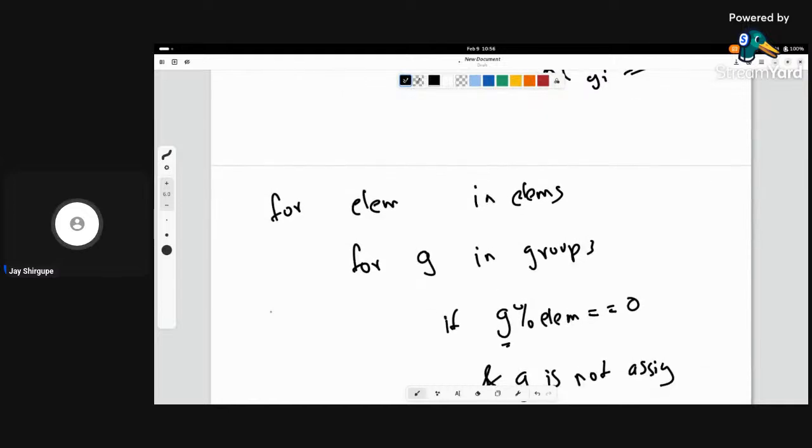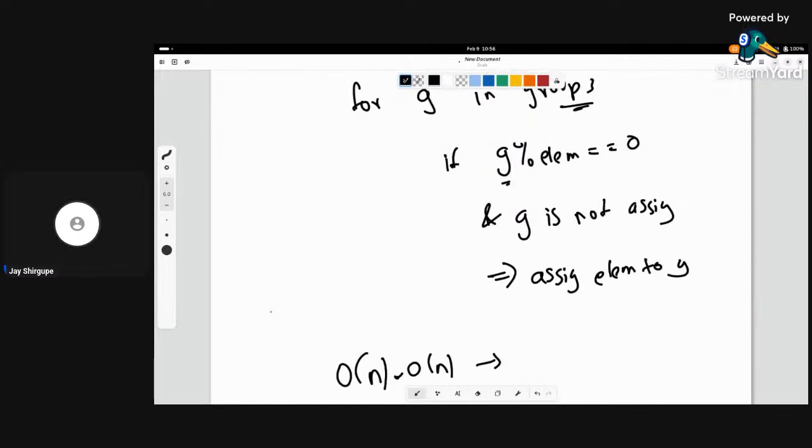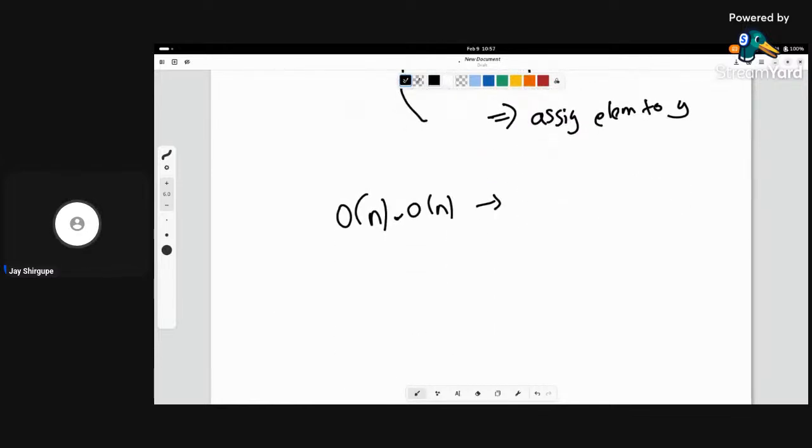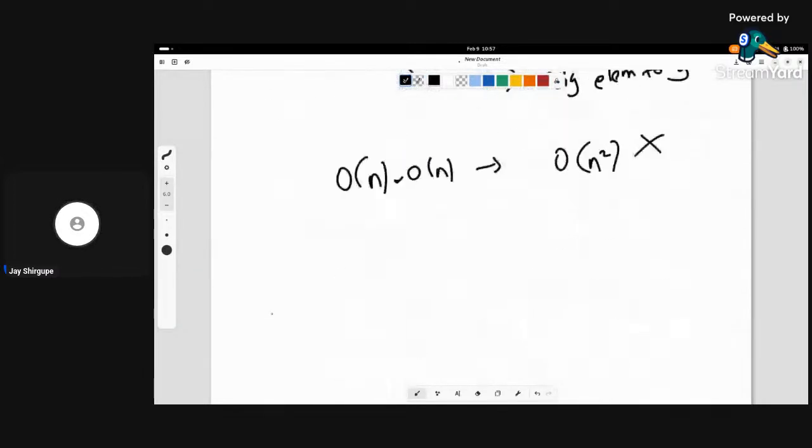Now, what would be the time complexity for this? This would take at most big O of n time, because you have O of n elements, and if you have O of n groups, then that would take big O of n time. Basically, you have big O of n outer loop iterations into big O of n inner loop iterations, and this would be a constant time operation. So you are getting a big O of n squared time complexity. And that would not work because your n is up to 10 power 5.